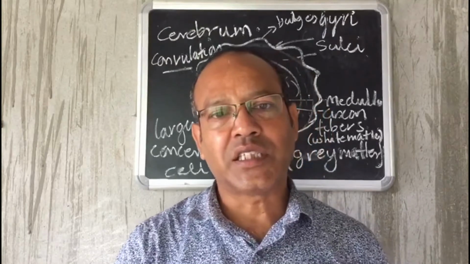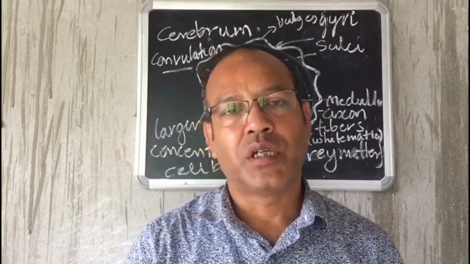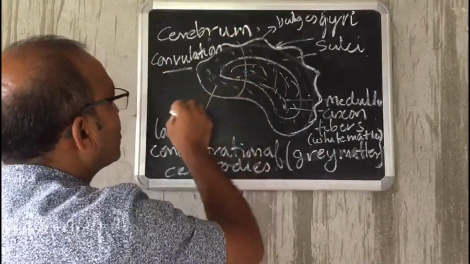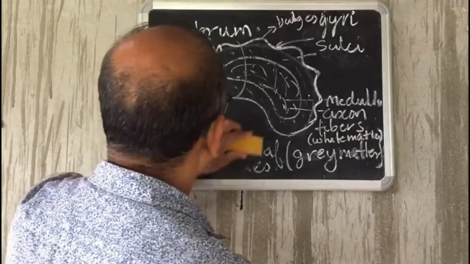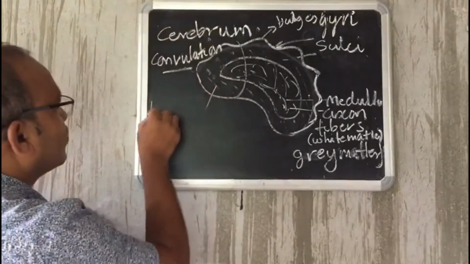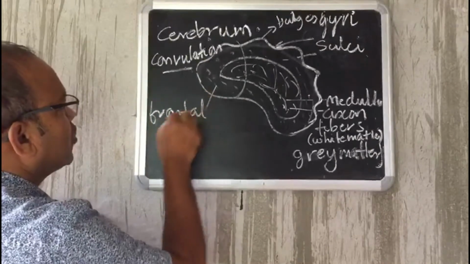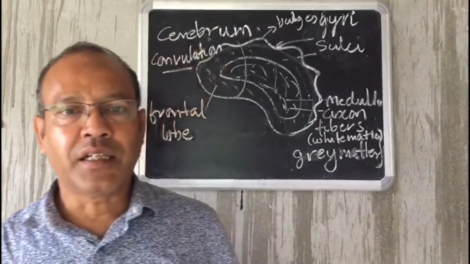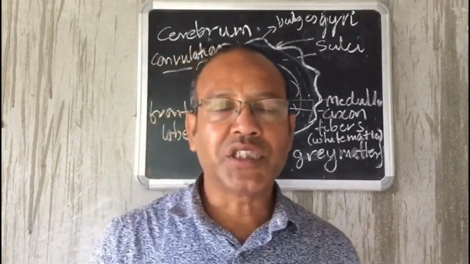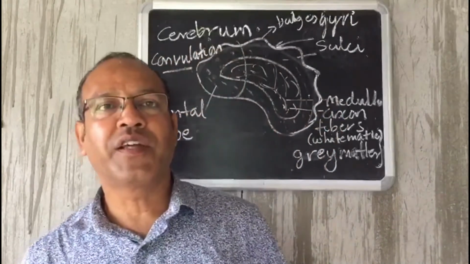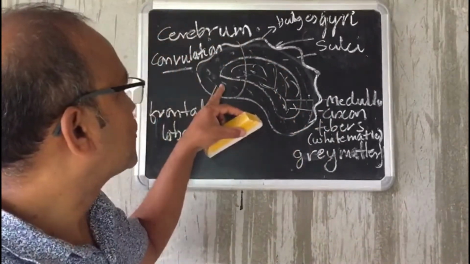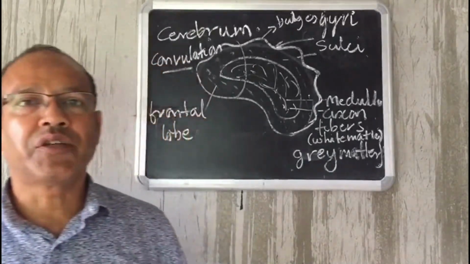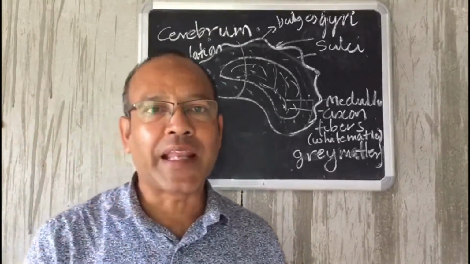Now the cerebral cortex is divided into a number of lobes. The first region is called the frontal lobe, and this is involved in the decision making process, problem solving and planning. The frontal lobe is mostly concerned with decision making processes, problem solving and planning.